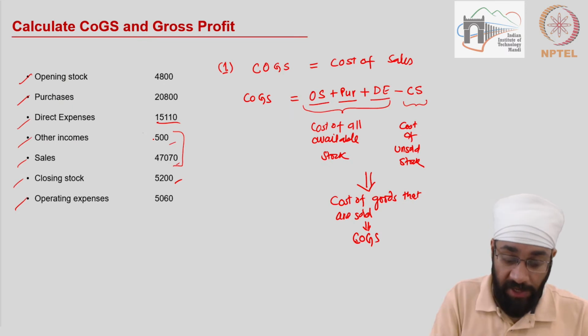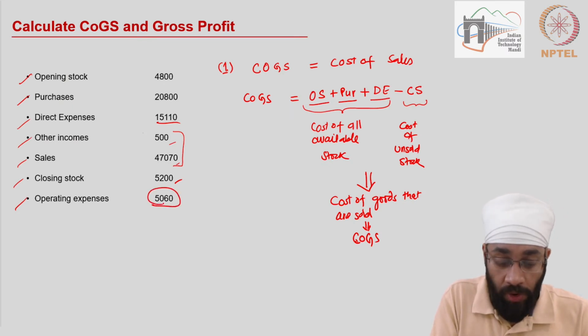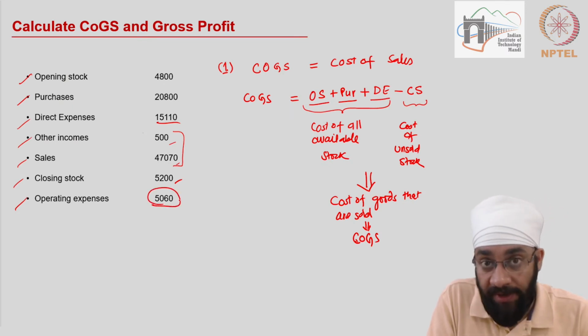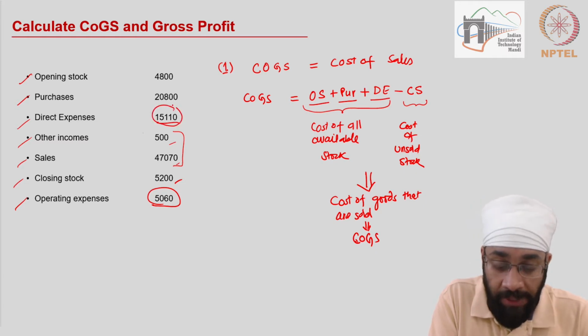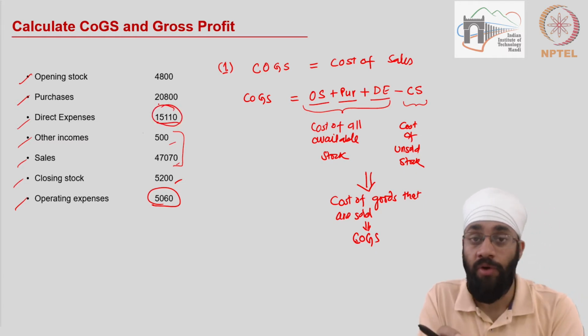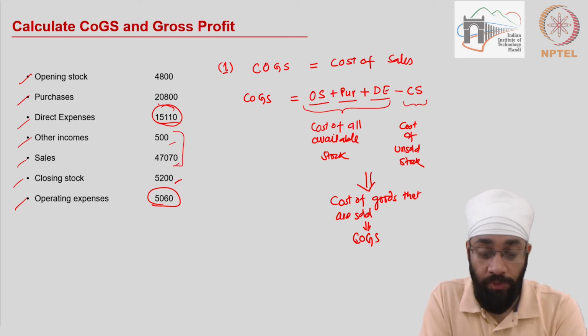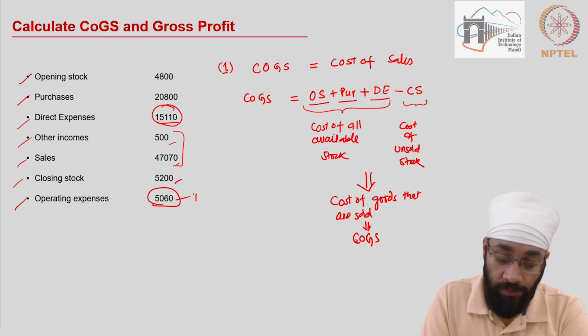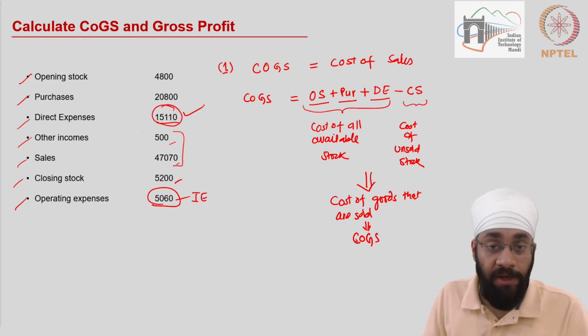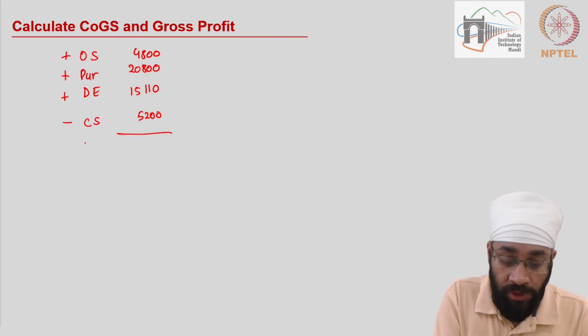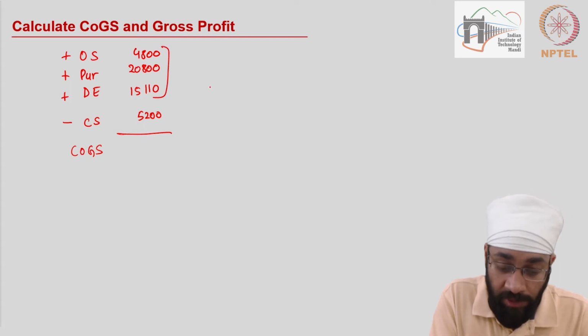And one last item that we have is operating expenses. Now, operating expenses can be direct expenses as well, but you have been clearly given the amount of direct expenses here. So you don't need to worry about operating expenses. All of these are going to be indirect expenses. You can assume that. That's all the information we needed from these numbers in order to calculate the cost of the goods sold. So all we have to do is just sum this up.